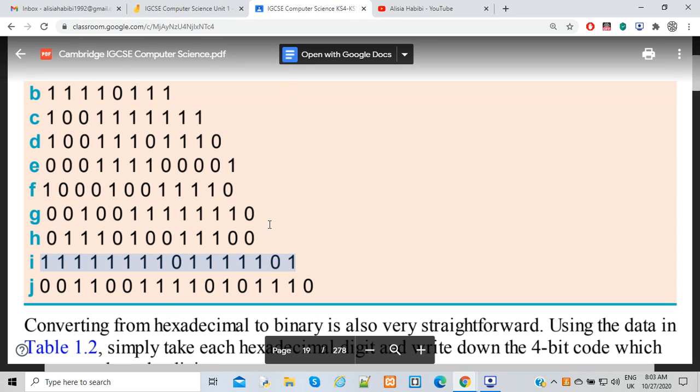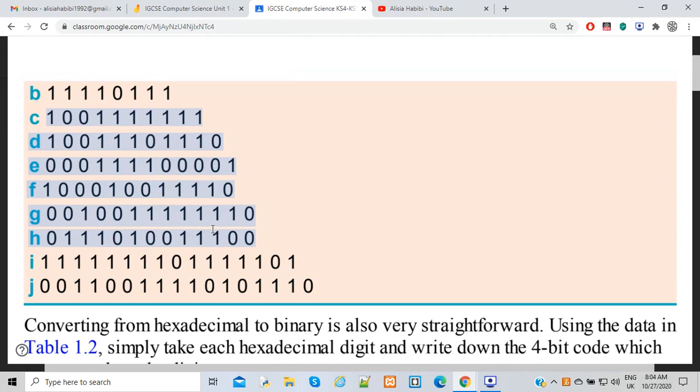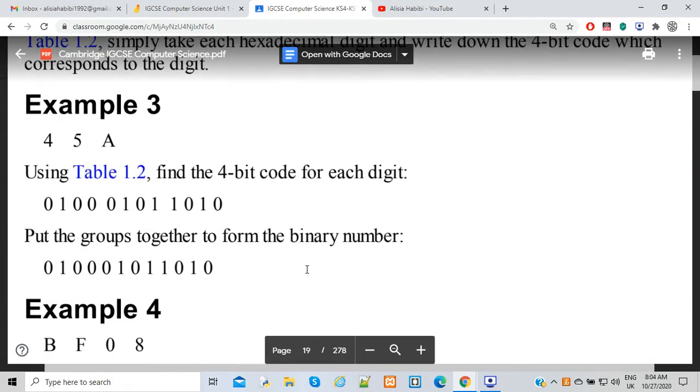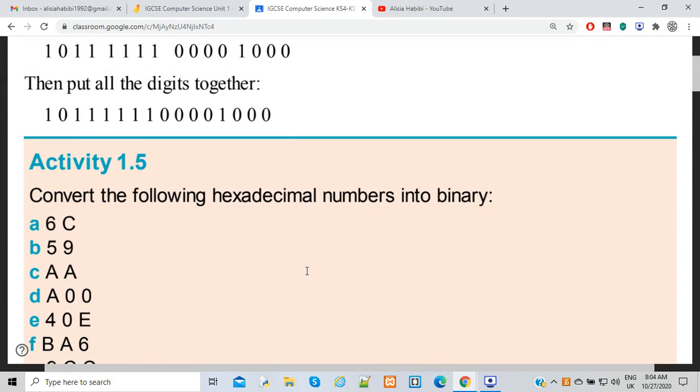So what I'd like you to do is to practice doing C to H yourself as well as J, just to understand and see how you can follow based on what we've done if you understood how to convert binary into hexadecimals. Okay, we're going to move to the next one, and the next one is converting hexadecimal numbers into binary.